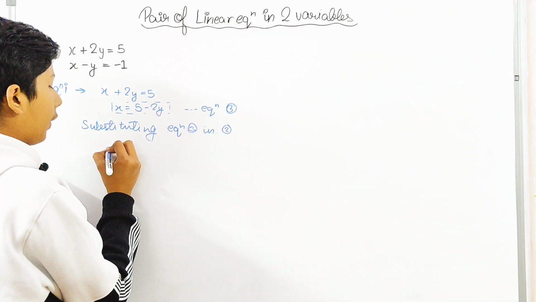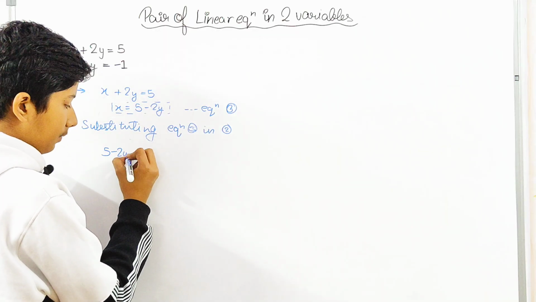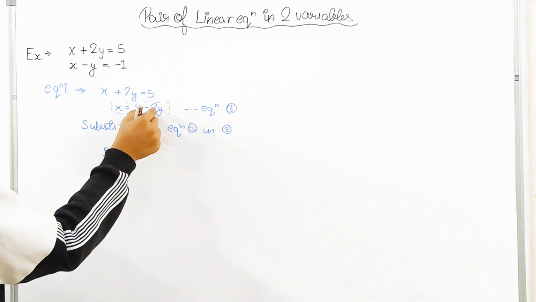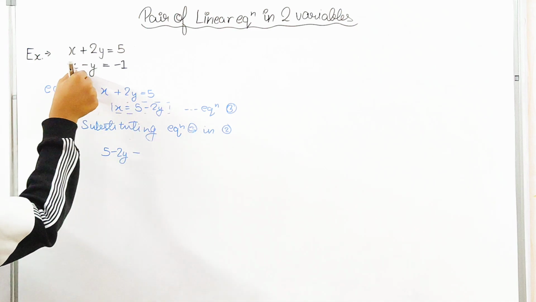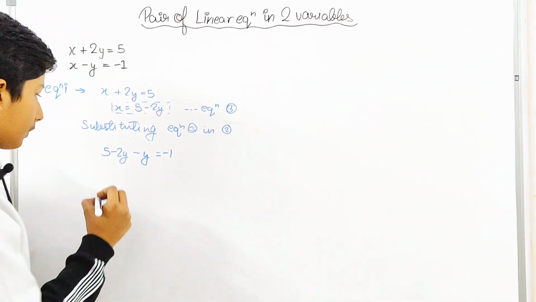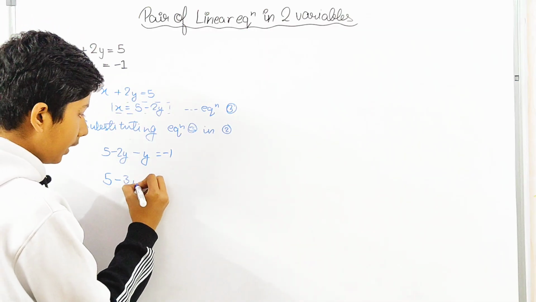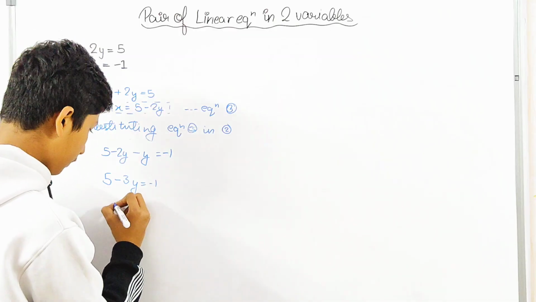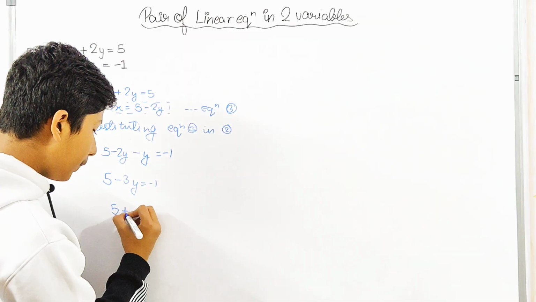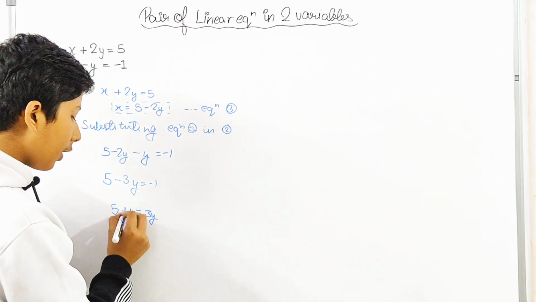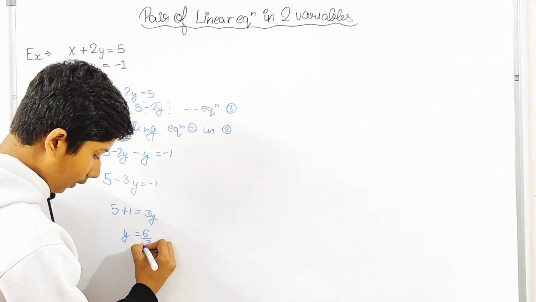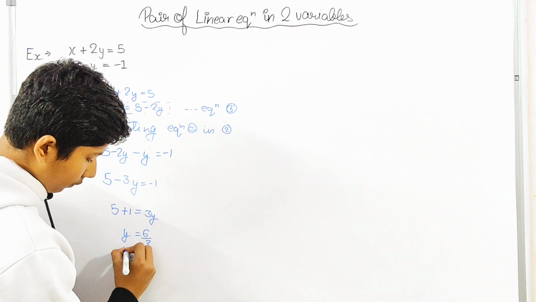The x value we have found is 5 minus 2y. So in place of x we put 5 minus 2y, and this one means minus y equals minus 1. So 5 minus 3y equals minus 1. Now we will send this side and this one that side. 5 plus 1 equals 3y. 5 plus 1 is 6. So y will be equal to 6 upon 3. The y value is 2.